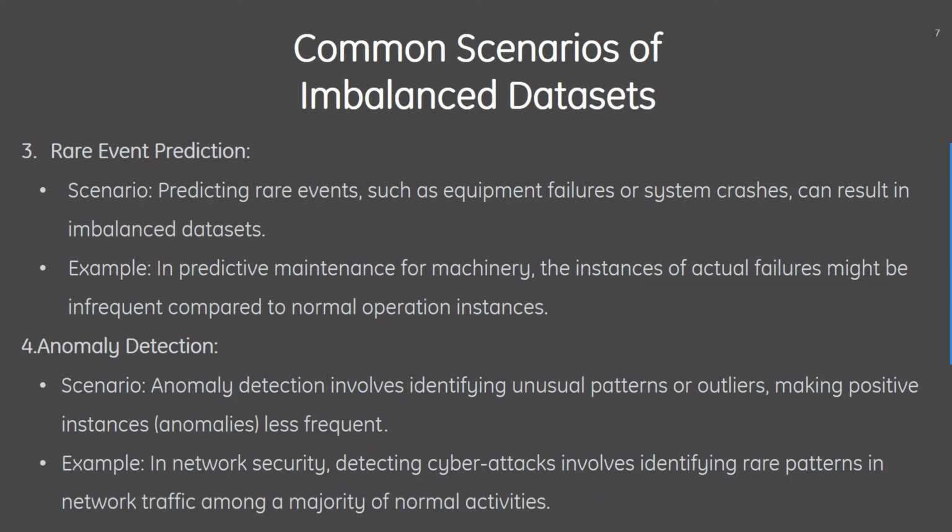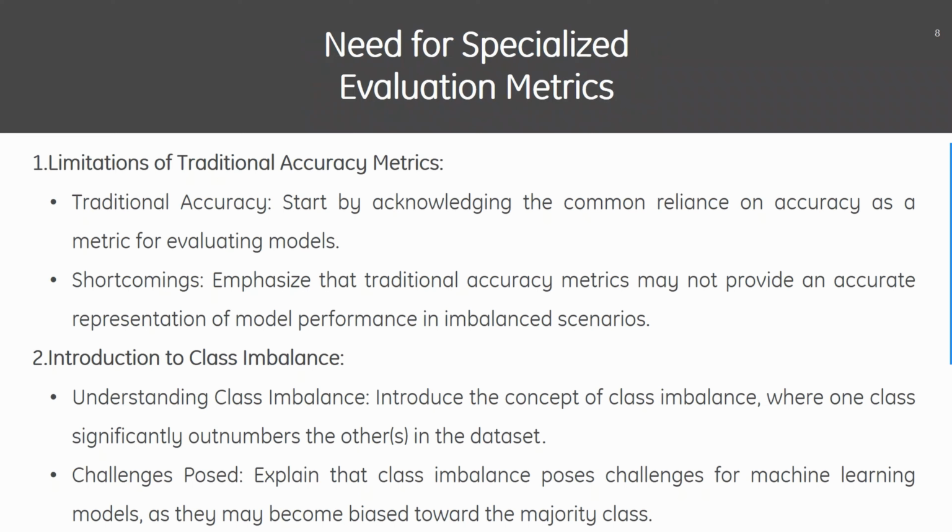Then we have anomaly detection. Anomaly detection involves identifying unusual patterns or outliers, making positive instances, which are anomalies, less frequent. An example of this is network security, where detecting cyber attacks involves identifying rare patterns in network traffic among a majority of normal activities.